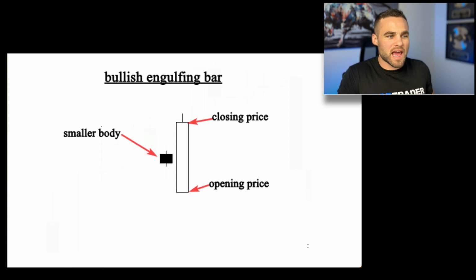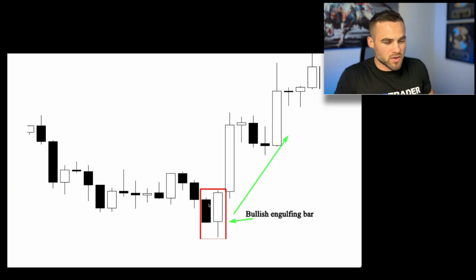Now, on the opposite end, we also have bullish engulfing bars. That means that we have a down candle followed by a really strong up candle. So it's just the opposite, but the characteristics are the same. This large candle completely engulfs the previous candle. If you want to see how it plays out here, you can see that there was this black candle completely engulfed by this white candle, and then price started to move up.